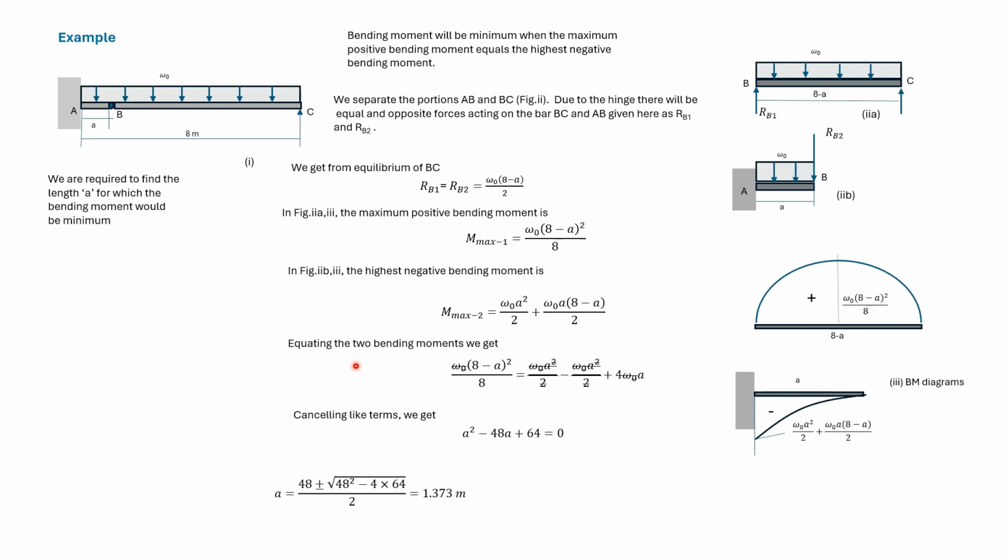We now equate the highest maximum positive moment with the highest negative moment. And here we cancel some terms and we end up with a quadratic equation of A. Solving the quadratic equation, we get A is equal to 1.373 meter. So if the hinge is at this distance, then the bending moment will be minimum.